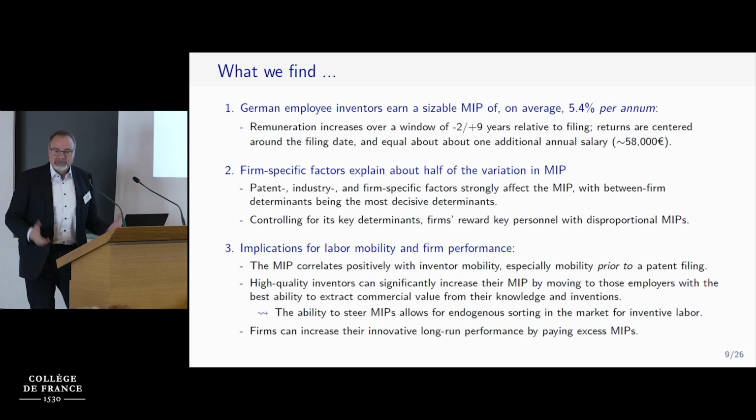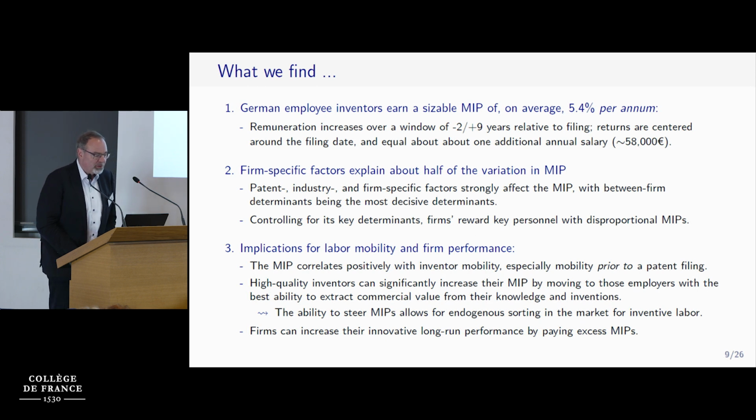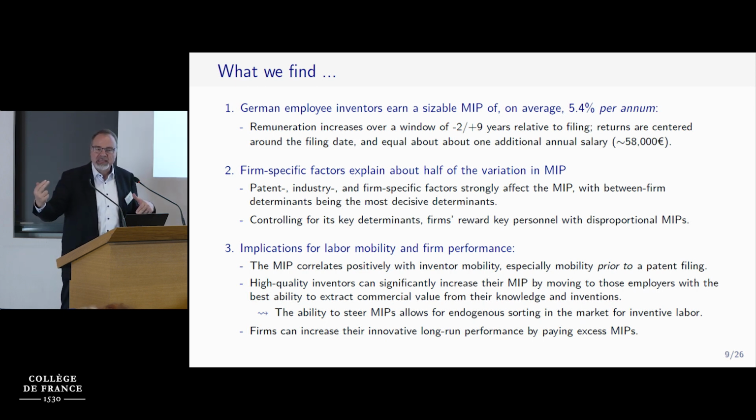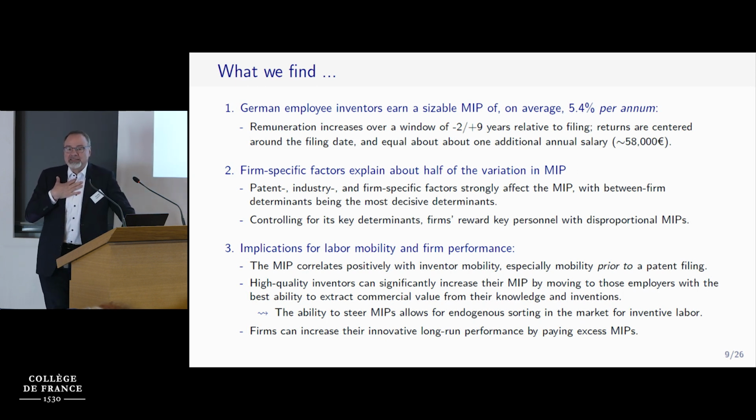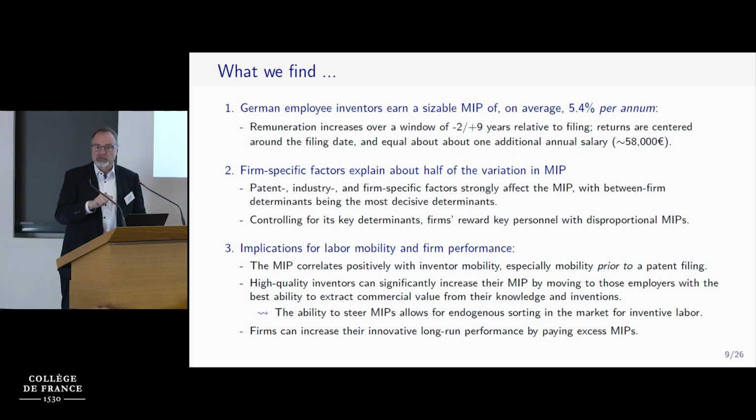Since I might run into time constraints, what do we find? Over a time window, we pick a long time window, -2 to +9 years around the invention. We follow essentially Philippe and his co-authors on that. Relative to filing, there is quite a bit of monetary gain for inventors, roughly 1 year's salary. That is commensurate with what other people have found in the literature. Now, not so well known, firm-specific factors explain half of that. Why is that important? We are all used to saying that patent value is idiosyncratic to the firm, or that it is firm-specific. Yes, it is, and we can show that here.